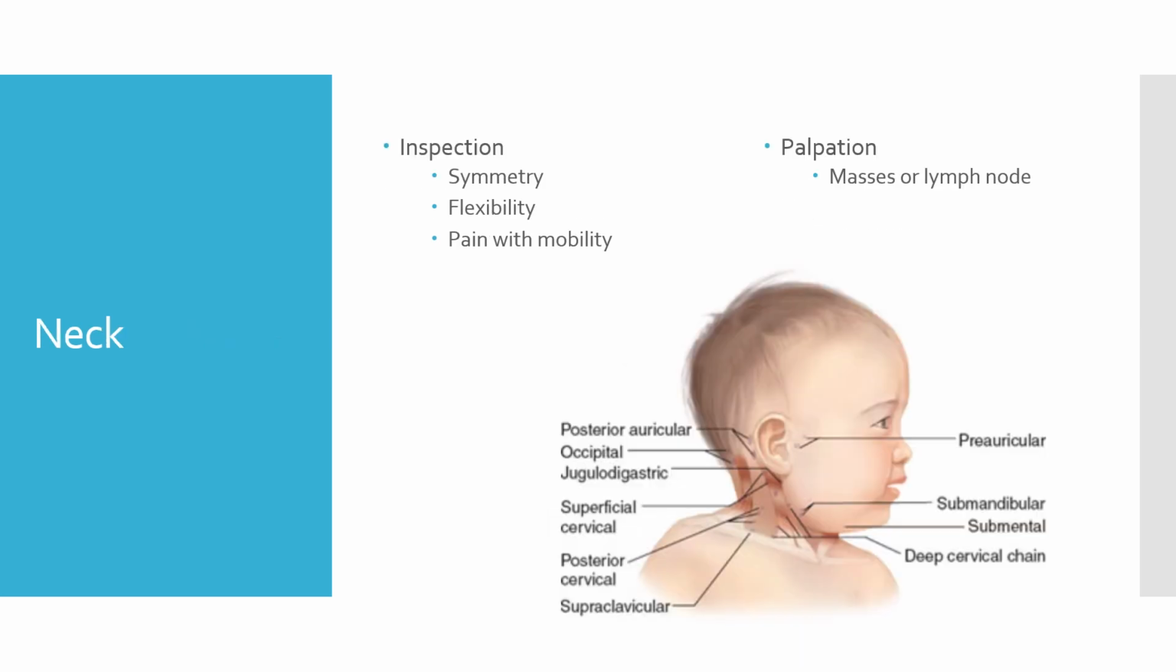When we think about the neck, we're going to inspect that neck for symmetry, flexibility, and see if they have any pain with mobility. So if we're doing range of motion exercises where we're having them turn their head, do they have any pain with mobility in their neck? We also want to make sure we're palpating for any masses or lymph nodes. If you have any concerns with trauma in the neck area, the cervical spine must be maintained completely immobile until a radiologist has determined that the spinal cord has not been damaged.